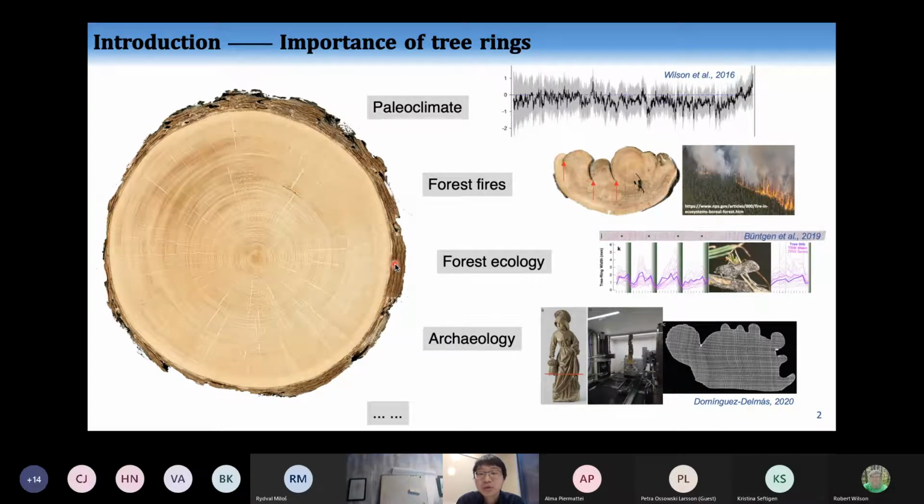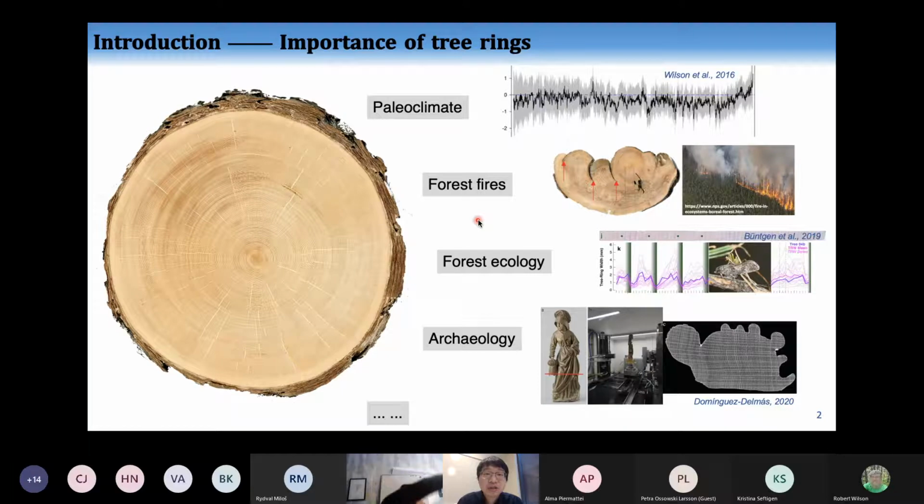Ecologists consider tree rings as very important indicators of ecological disturbances in the past. For instance, the forest fire scars on the wood could be used to indicate the occurrence of forest fires, and some unique growth patterns related to disturbances such as epidemics could be used to infer insect outbreaks in the past. Archaeologists are also very interested in tree rings because tree rings may serve as a very important dating tool for wooden artifacts.